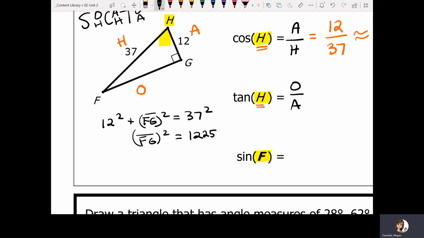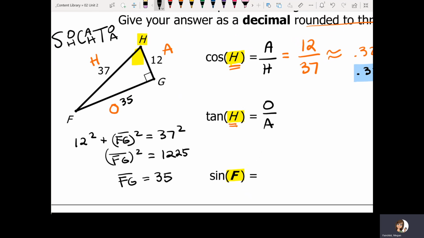Should my answer be greater or less than 37? It's less because 37 is the longest side of the triangle, right? So if I get an answer bigger than 37, I did something wrong. Is it probably longer than 12? Probably, although don't go by the pictures sometimes. So what does FG equal? 35, okay? So Isabella, now we know the number.